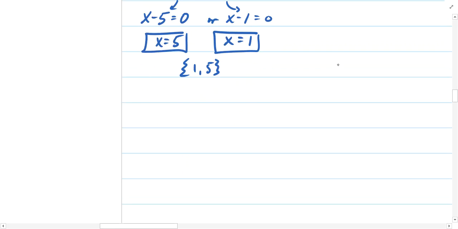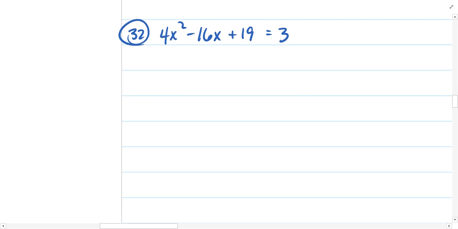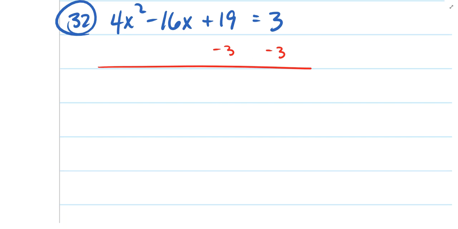And now for number 32. This time we have an expression that equals another number, and that's not very good for us to solve this particular problem. So the first thing that I'm going to do is subtract 3 from both sides of the equation, and this will allow me to report an expression equal to 0.